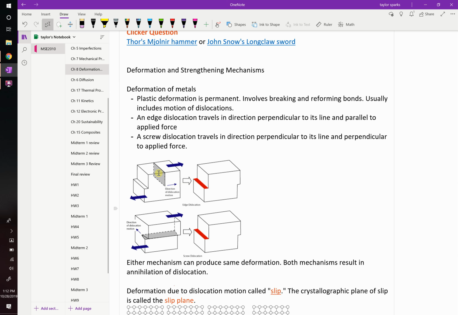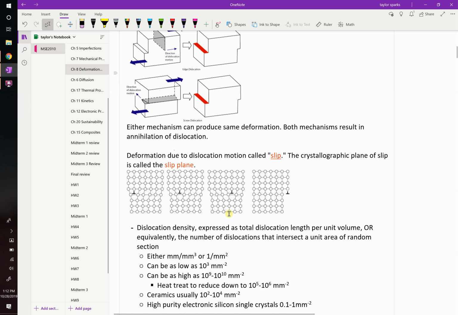And so this is the first thing to realize with deformation: if you have dislocations, they're going to allow you to get deformation. Deformation is very easily accomplished by the movement of these dislocations through your material. We call that slip.